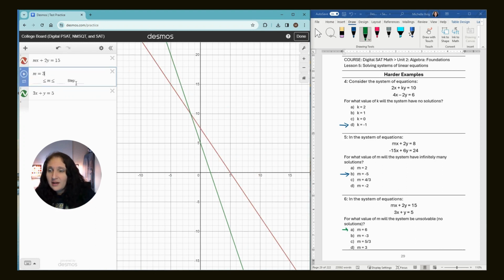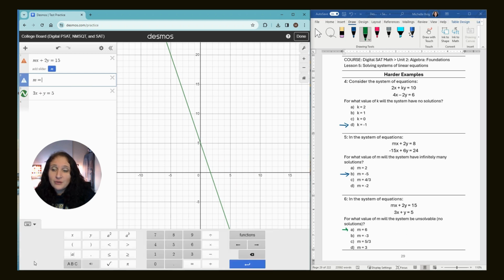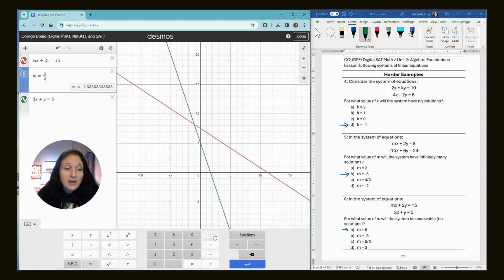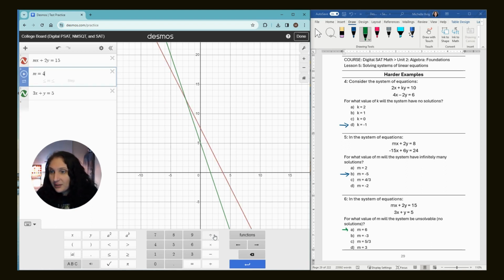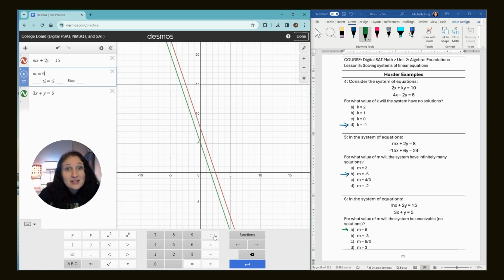And that's not it. Real quick, if you didn't know how to do fractions, it's just the divide symbol, which is the question mark key on my keyboard. That's how you can type in 4/3. Okay. All right, so we know the answer is letter A, which was 6. And let me show you one more time. See? Beautiful parallel lines.